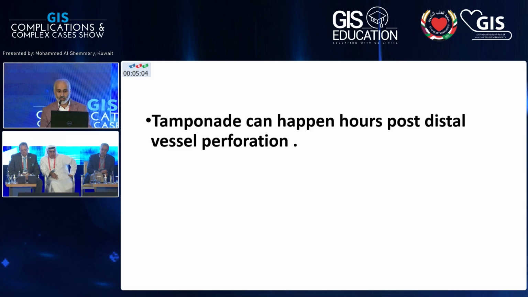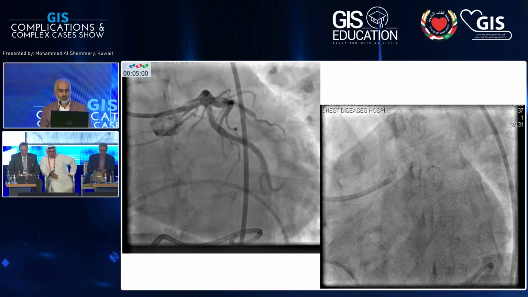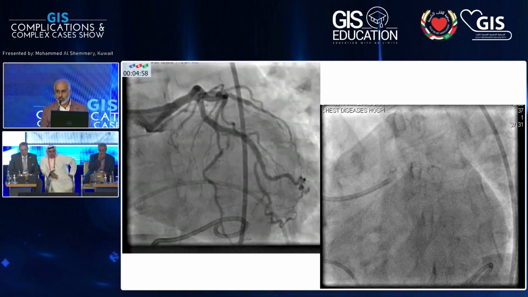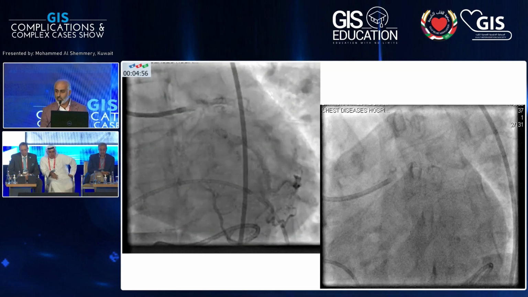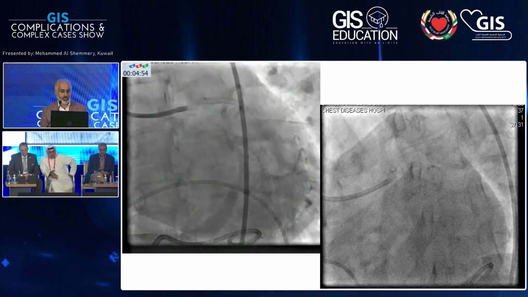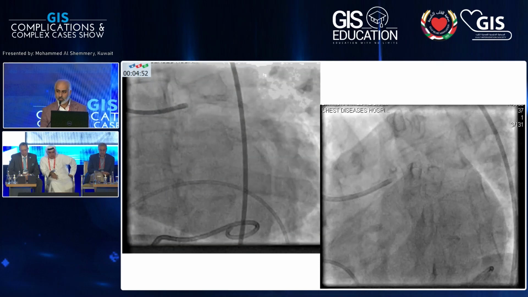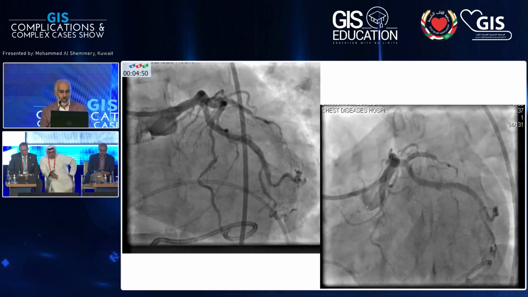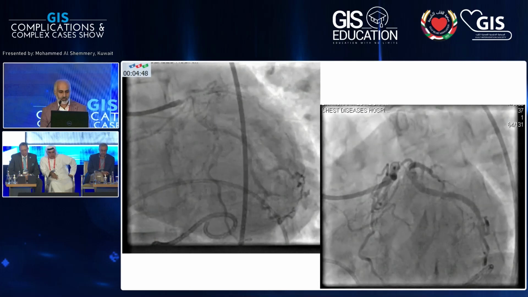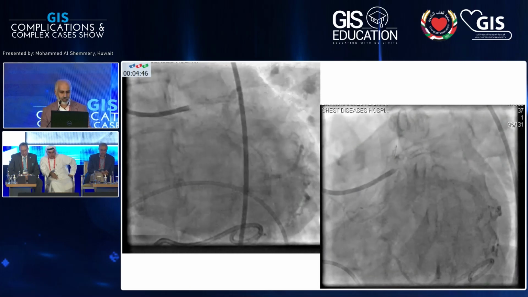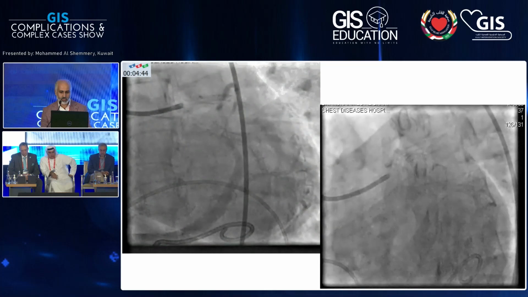So we all know that it can happen hours after distal wire perforation. So we did pericardiocentesis. We drained about 170 ml of fresh blood with good response in terms of her hemodynamics. And we did a relook angiogram. And this is our relook angiogram. You could see the pictures there.